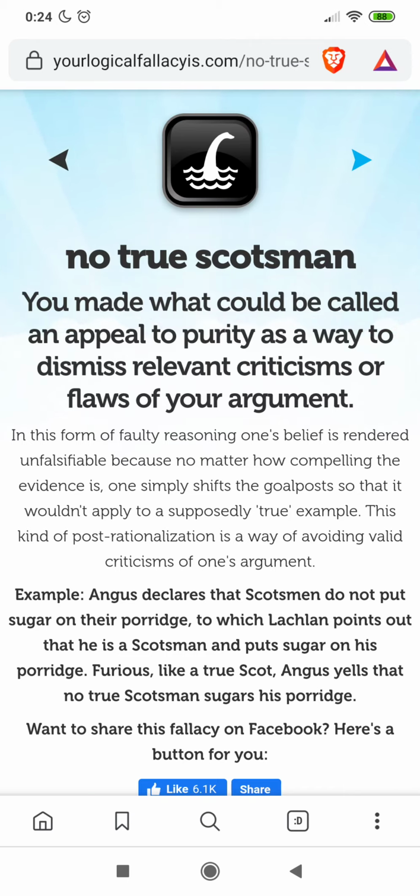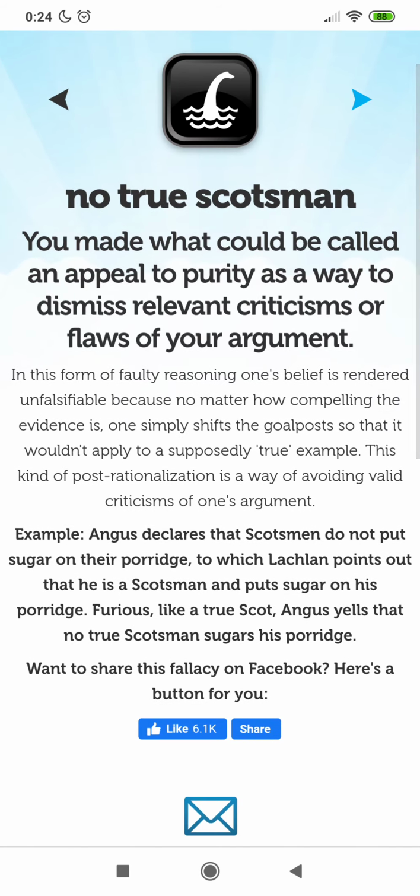Example: Angus declared that Scotsmen do not put sugar on their porridge, to which Lachlan points out that he is a Scotsman and puts sugar on his porridge. Furious, like a true Scot, Angus yelled that no true Scotsman sugars his porridge.